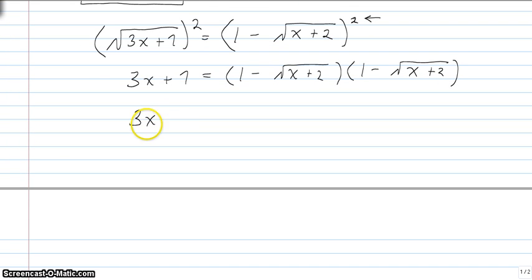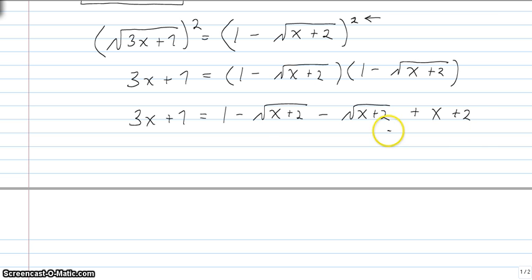Right, so I've still got 3x plus 7 on the left, and if I do my FOIL method over on the right, multiplying the first two, I get 1. On the outside, I get negative root x plus 2. On the inside, I also get negative root x plus 2. And when I multiply root x plus 2 and root x plus 2, I get just x plus 2, and these terms are both negative, so when I multiply, I get a positive.